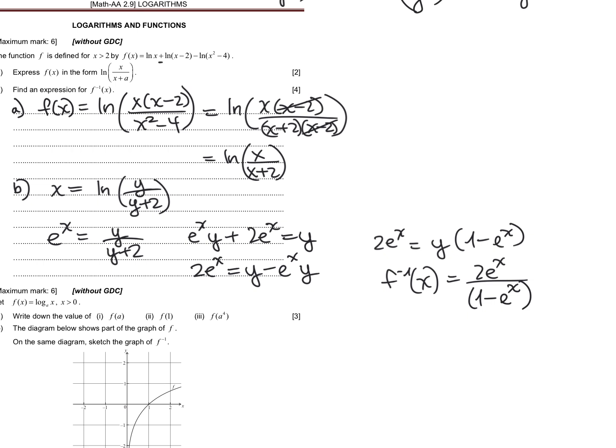And if we wanted the domain, we want to see when the denominator is equal to 0. So if we have 1 equals e to the x, x can't be 0, which is the range of this one. And y greater than 2 is the range of the inverse.